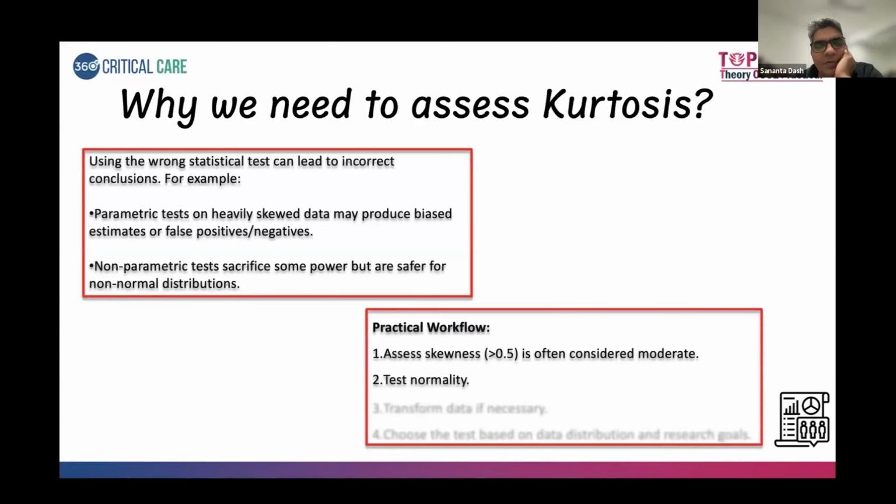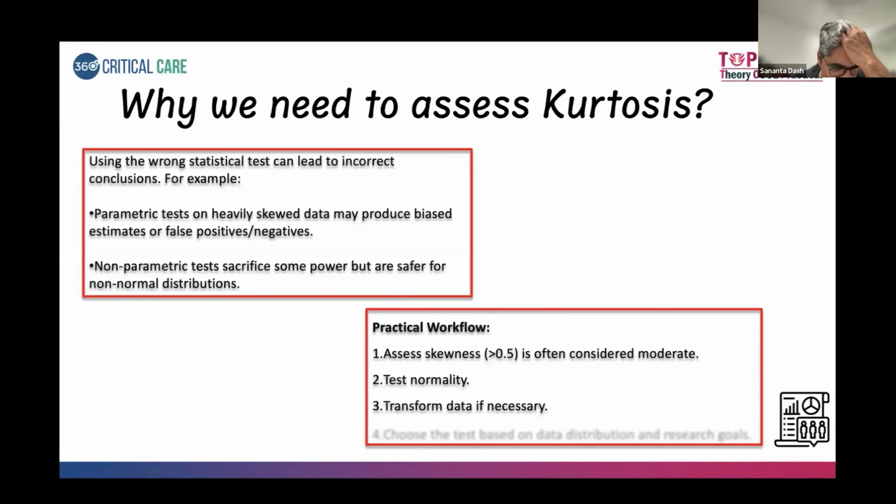So we talked about that skewness number. If it is more than 0.5, then you look for other tests or a non-parametric test. And if the skewness is more than 0.5, you look for normality. You plot the curve and see whether it is normally distributed or not.